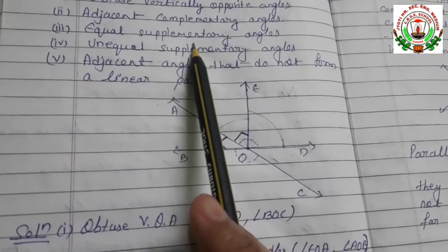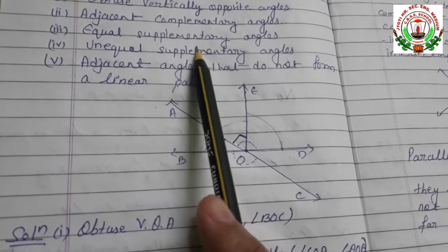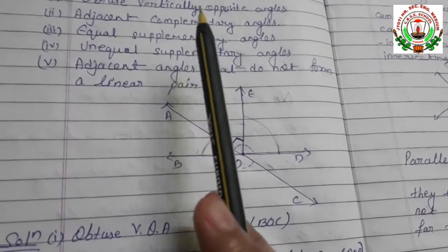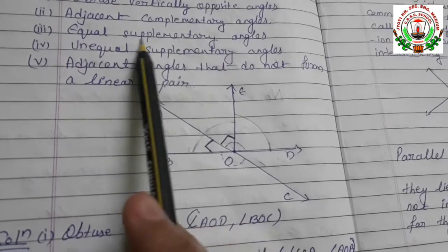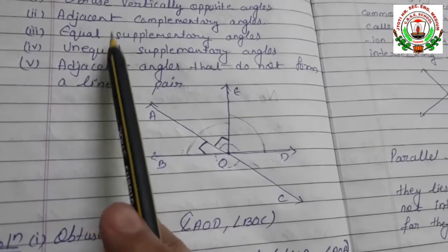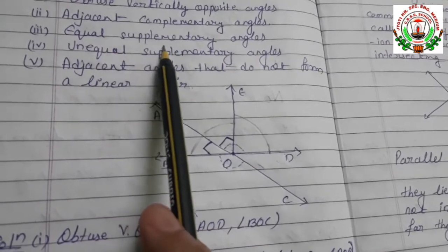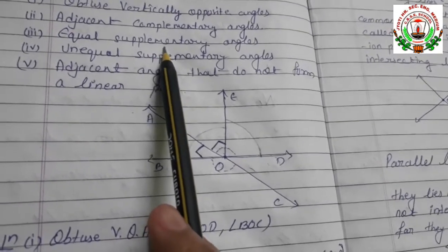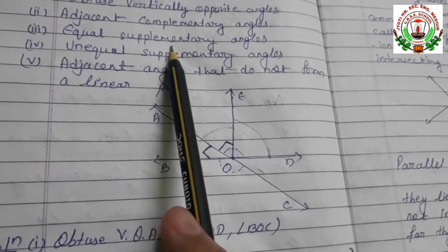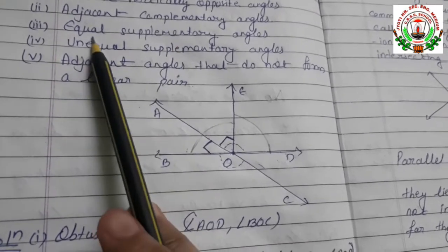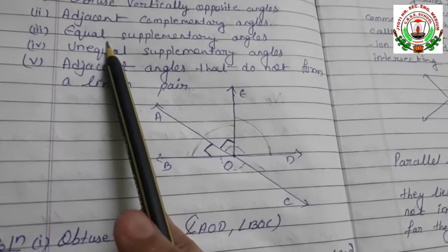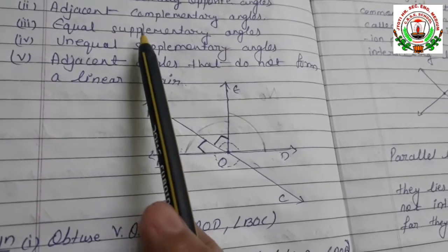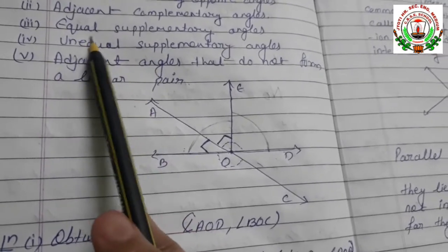Now third one, equal supplementary angle. Supplementary means the sum of the two angles must equal 180 degrees, isn't it? So the two angles must have equal values. That kind of angle pair is said to be supplementary. Again I am explaining the same. Supplementary angles mean the sum of the two angles must equal 180 degrees, isn't it? But it is said equal. So adding the two angles, the sum should equal 180 degrees, and the two angles must be equal.